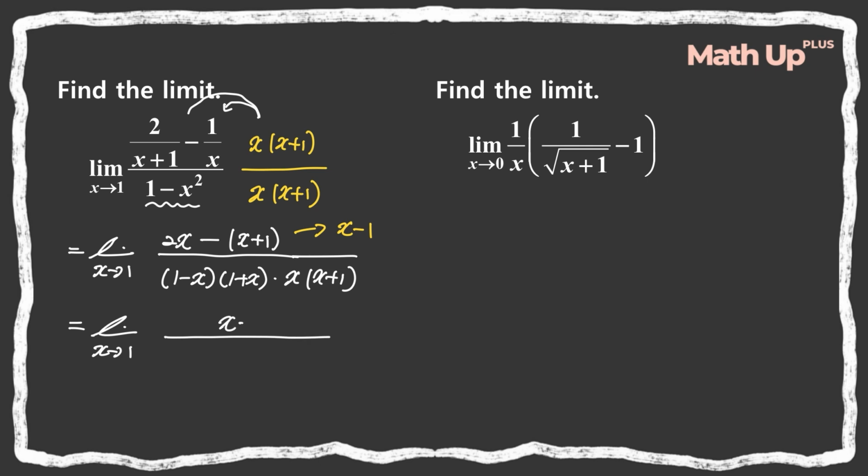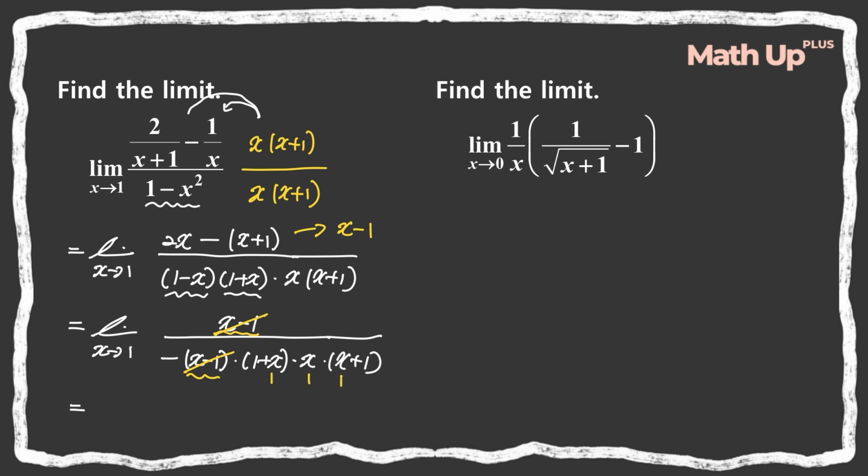Numerator, we have x minus 1. Denominator, if we switch these two, that's negative x minus 1, right? And we have 1 plus x plus 1, right? Now we have the same factor x minus 1, so cancel them out. And then substitute 1 for x, right?